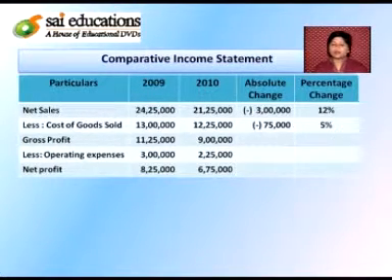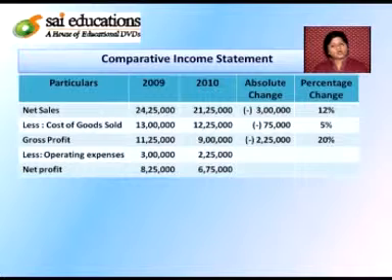GP in the year 2009 was 11 lakh 25,000. In the year 2010, it was 9 lakh. So total gross profit reduction was 2 lakh 25,000 means 20%. In this case, when the sales of the company is reducing by 12%, gross profit is reduced by 20%.